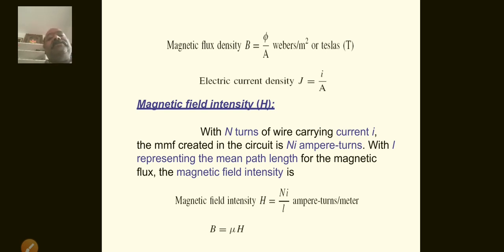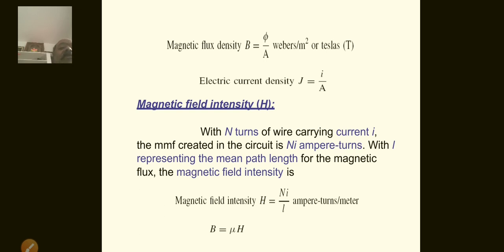Now the magnetic flux density. What is the magnetic flux density? That is the flux per unit area. So B equals phi by A, in Webers per meter square, or Tesla. And the electric current density, indicated by J, is the current per unit area, I by A. So that is the magnetic flux density and the electric current density J. Now the magnetic field intensity is indicated by H, and the electric field intensity is indicated by E generally.